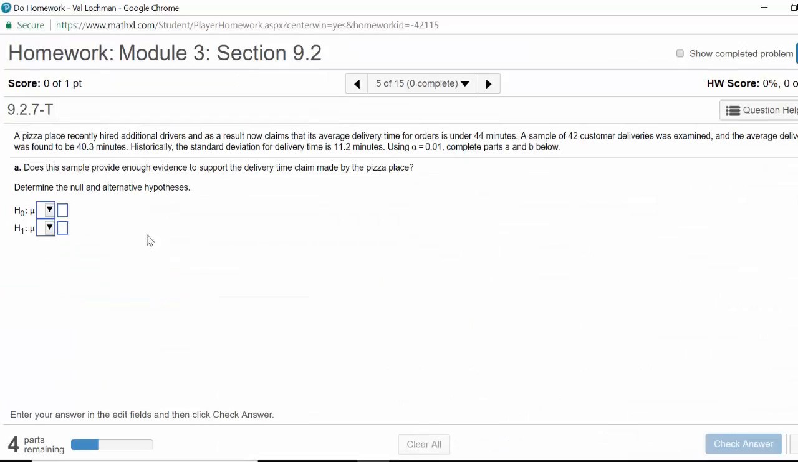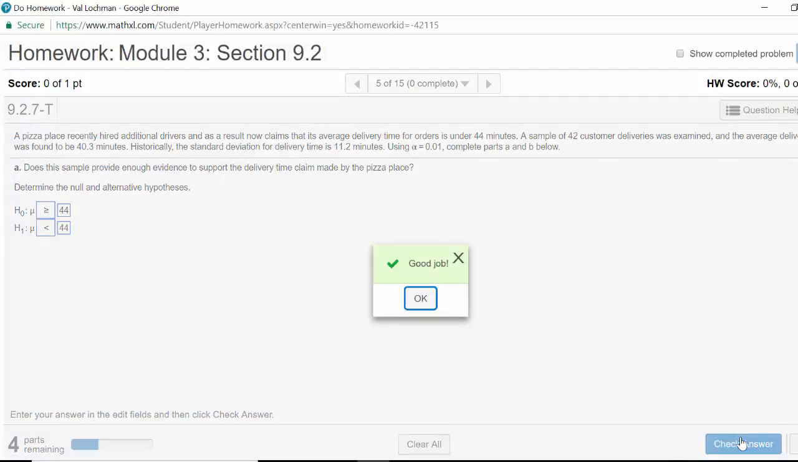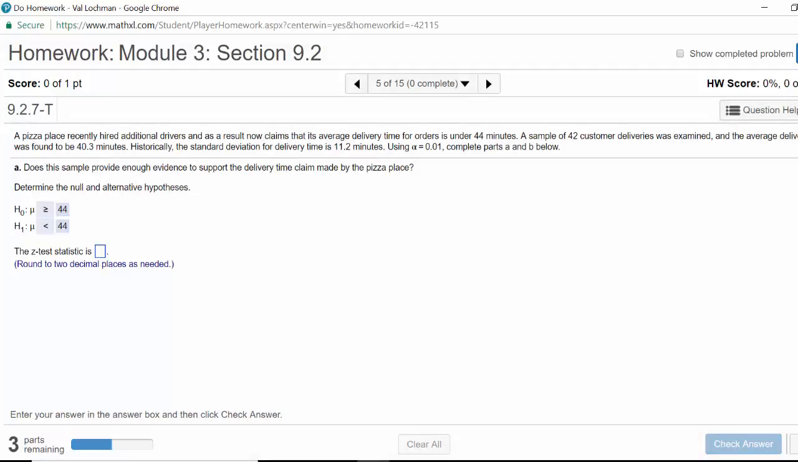So first of all, it's asking us to do the null and the alternative hypothesis. So the number that's going to go here is 44. It's the same number for both H null and H1. Okay, let's see. What is the alternative? It's less than. That means we're going to say greater than or equal to here. Let's check. This is correct.